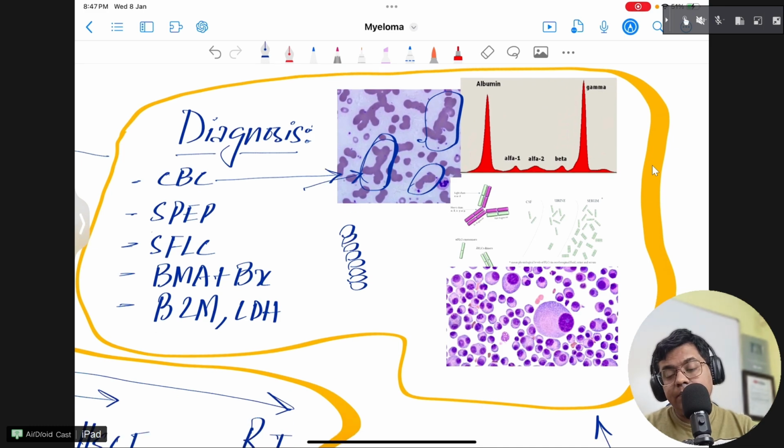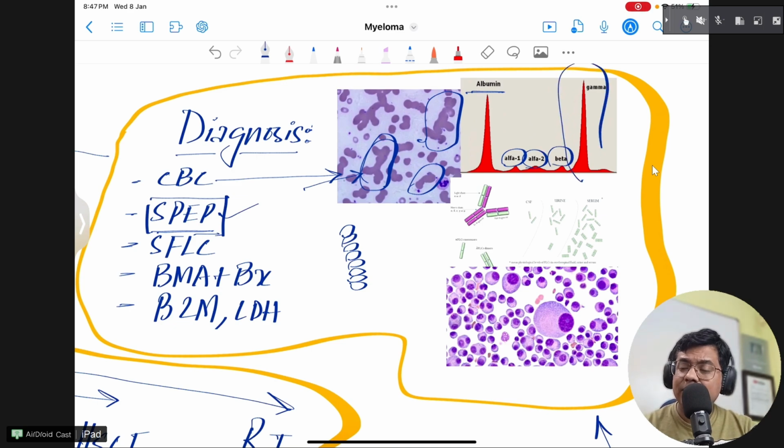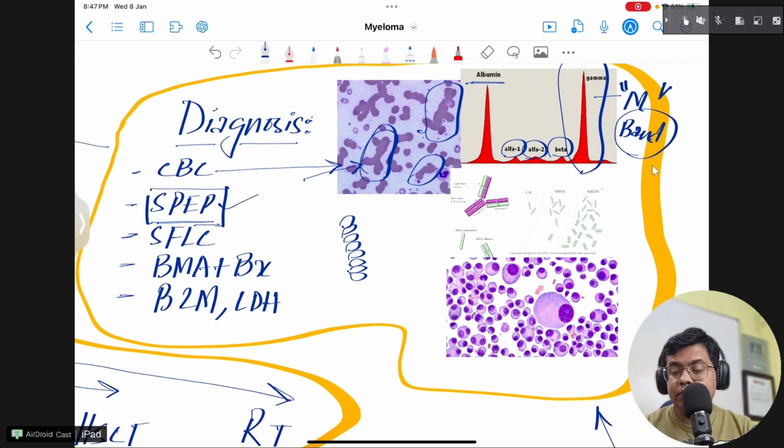Now, serum protein electrophoresis. What does it mean? Here, different proteins of the serum are separated with application of some charges. And here is the graph showing presence of albumin, alpha 1 globulin, alpha 2 globulin, beta globulin, and there is another additional peak, and this is basically M protein, and this is called M band. So this is one of the important features of multiple myeloma.